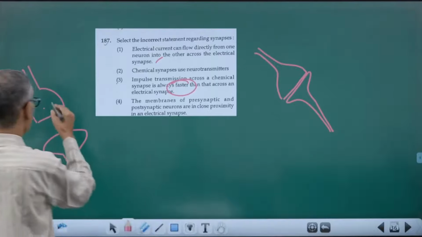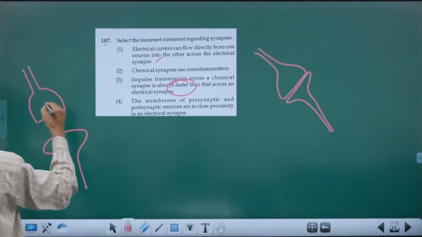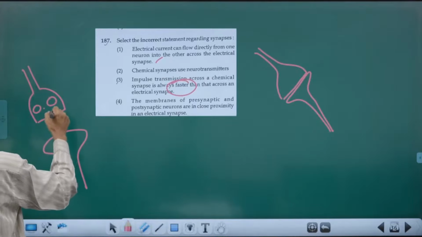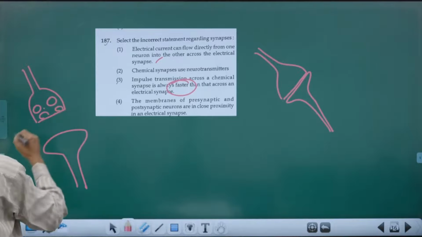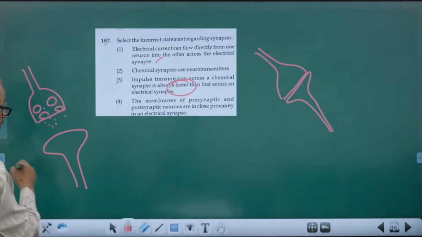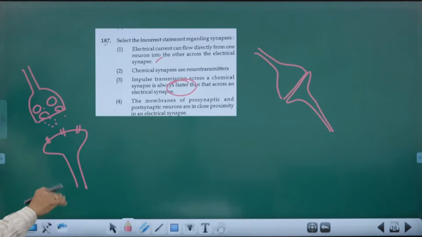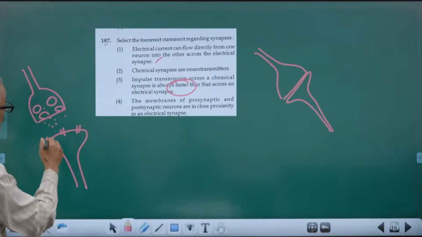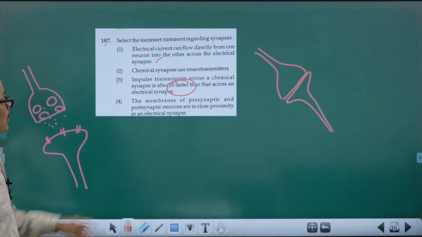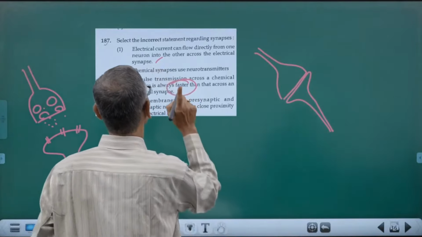Why? Because once a signal reaches a synapse, the synaptic vesicle has to be activated. It has to fuse with the presynaptic membrane and release its neurotransmitter. The neurotransmitter has to diffuse across the synaptic cleft and fall on the receptors. Then only an action potential will be generated. So it is very slow. Impulse transmission across a chemical synapse is very slow.